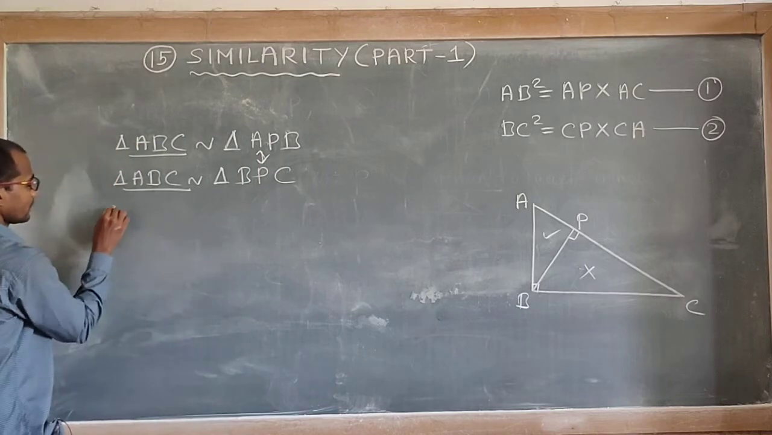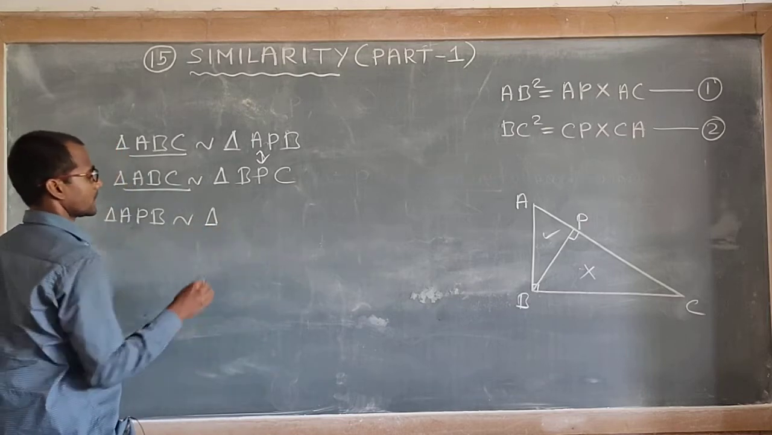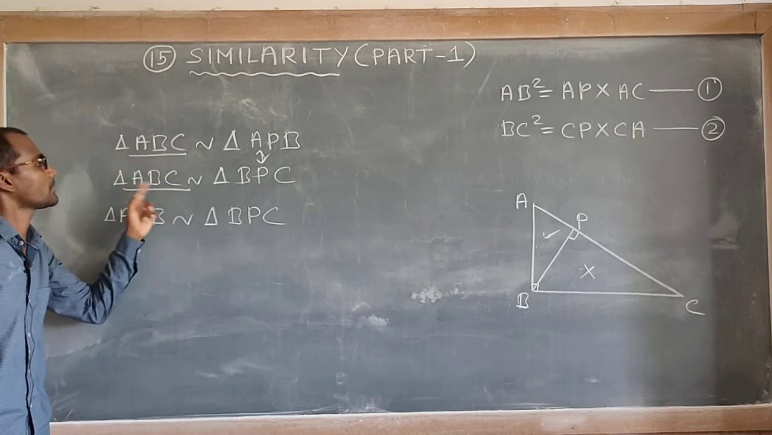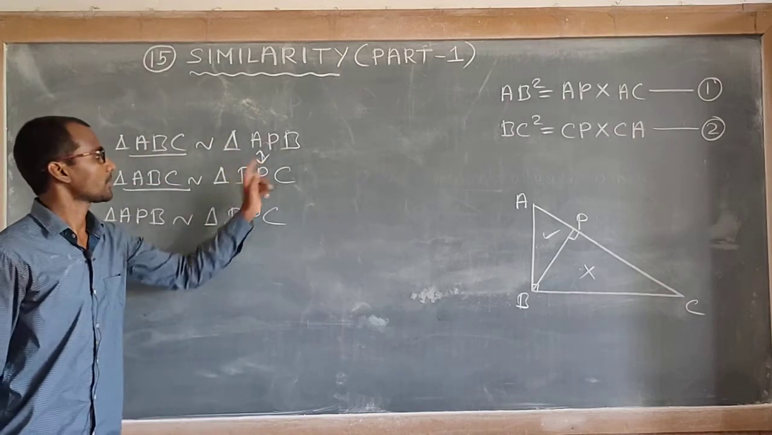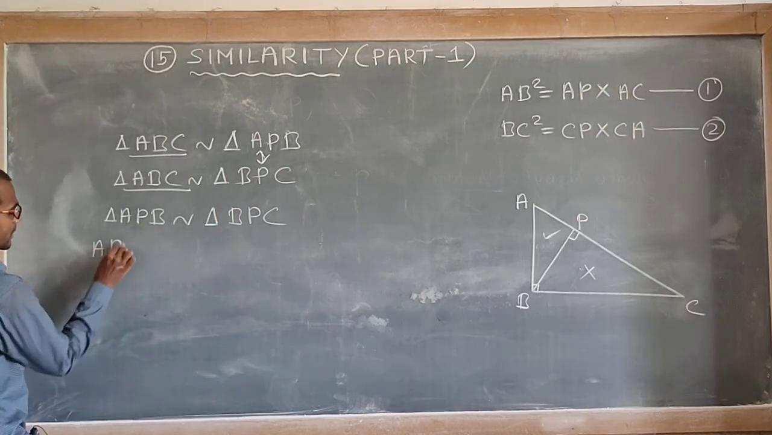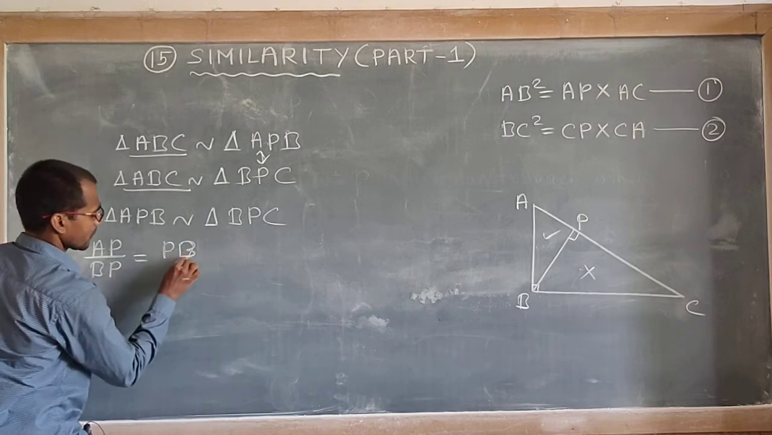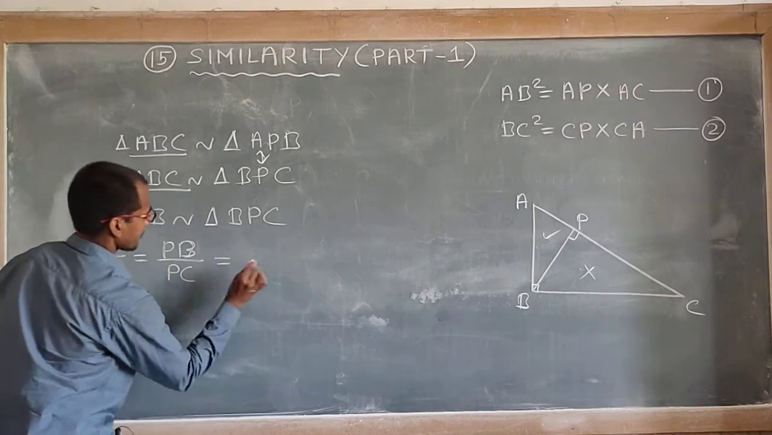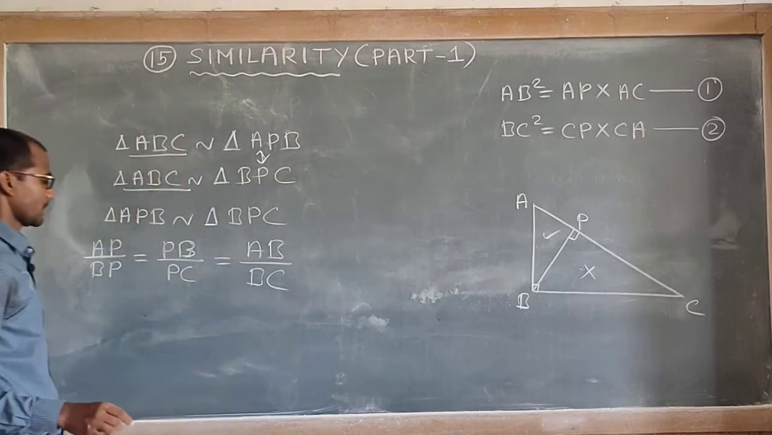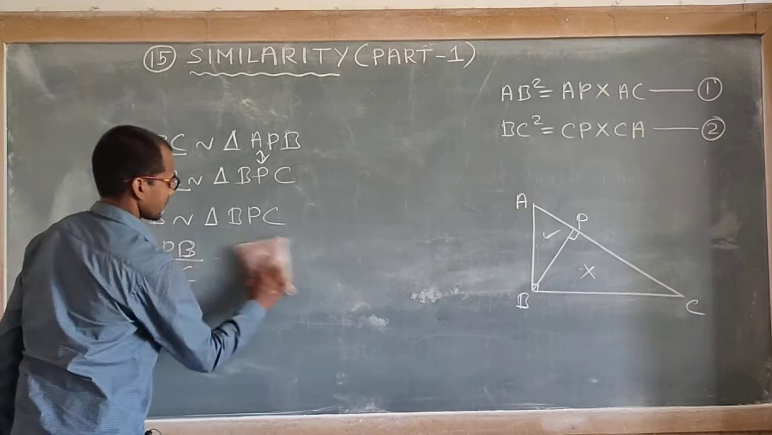So we can write triangle APB is similar to triangle BPC. I have not changed the order, you can see ABC, ABC. So this is the correct order. Now let us take corresponding sides: PB by PC is equal to AB by BC. Let us equate these two.